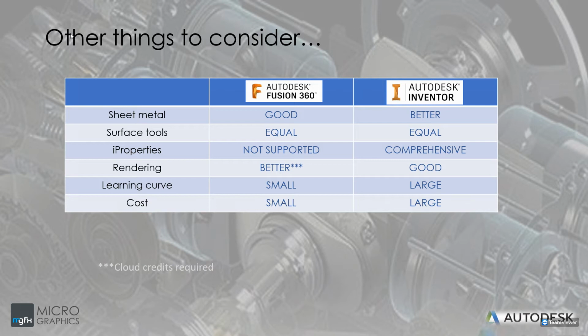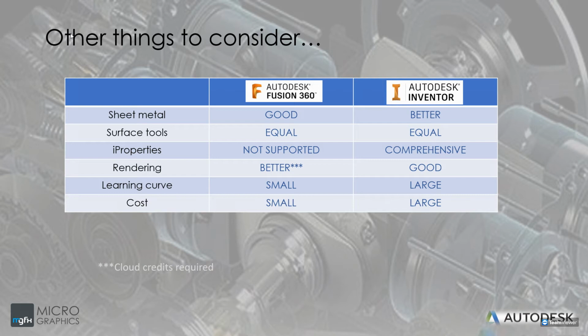Okay, surface tools, they trade blows. They are equal in that regard. iProperties, like we said, with parts and assemblies, there's a whole bunch of data. For example, stock number, part number, design by revision or version number, stuff like that. And we will take a look at this in the live demo just now. But iProperties is not supported on Fusion 360, whereas it is incredibly comprehensive on Inventor.